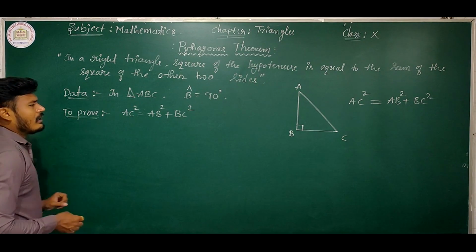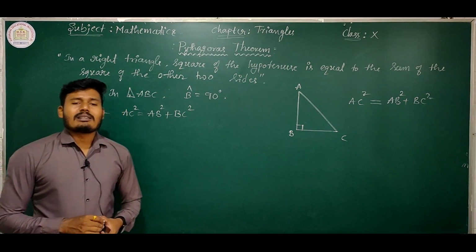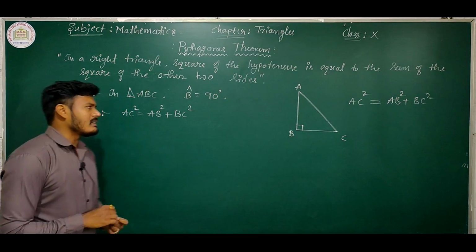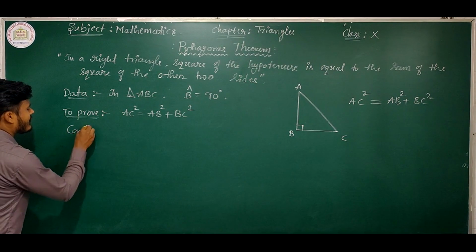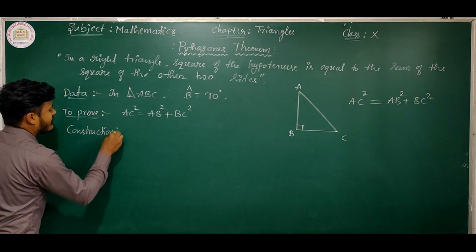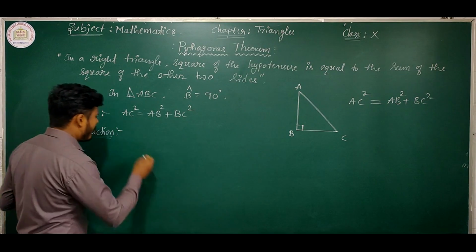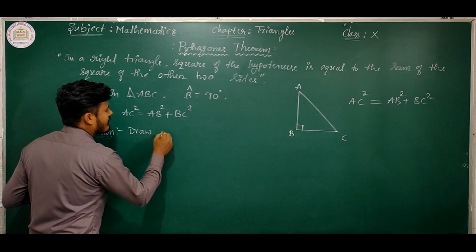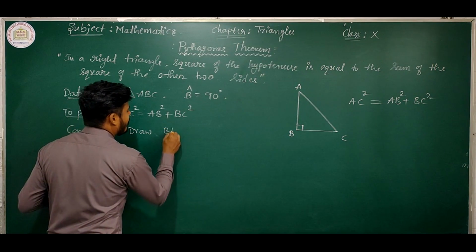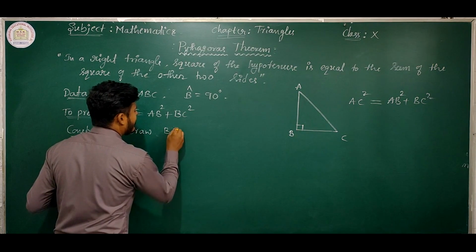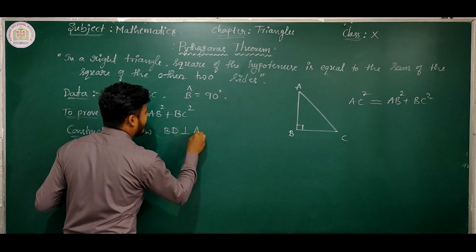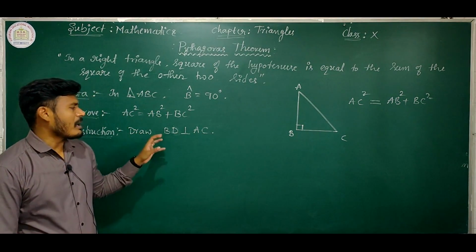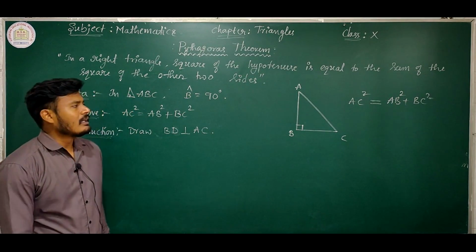Then we are moving on to the next part, that is a very important part, that is the construction part. This is also a very important part in each and every theorem. So just observe here, the construction of this theorem is, you just draw a perpendicular, BM, or you may take it as BD perpendicular on AC. So you just draw a single line which is perpendicular to the hypotenuse of the right angle triangle.